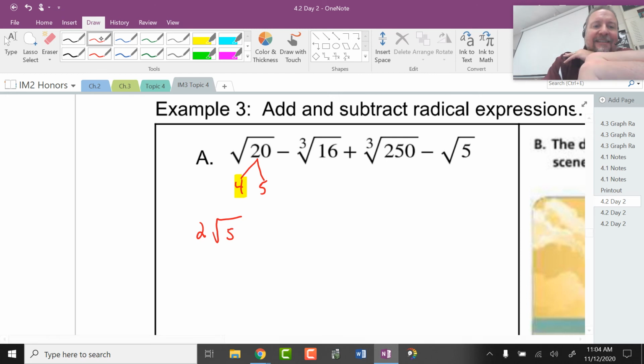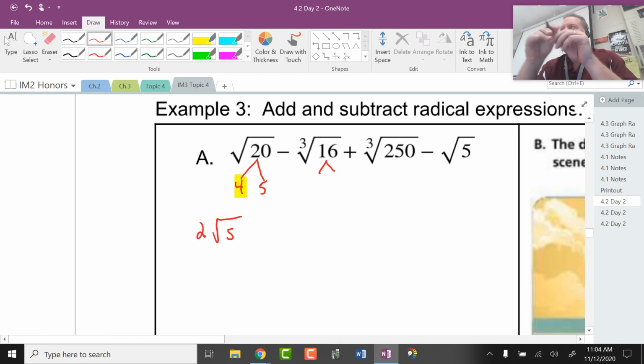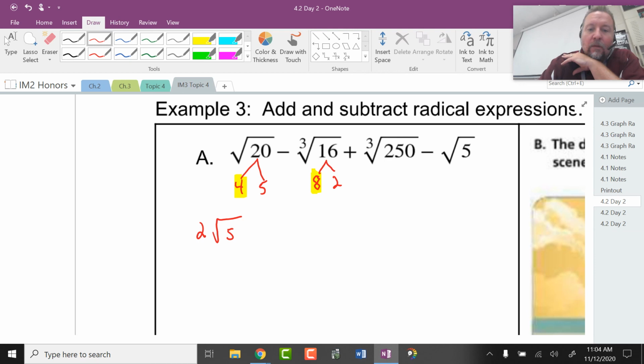How about the cube root of 16, Evan? We'll have you do 2 parts and I'll move on to somebody else. What's 16? I do want that, because which one's a perfect cube, 2 or 8? Good. What's the cube root of 8? See, again, this is what we should be able to be doing fast.